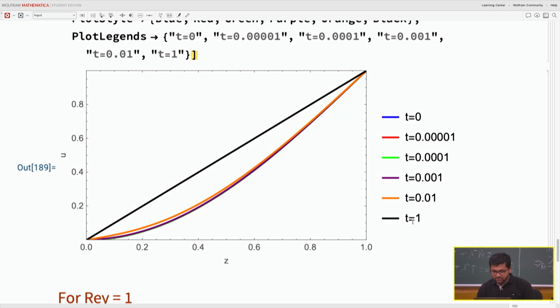The other thing you can see is that as time has reached t equal to 1, this black one is the velocity profile, and you can see that this is nothing but the profile for u equal to z, meaning at t equal to 1 the system has reached the steady state and the velocity profile has value u equal to z, which you can see from this graph.